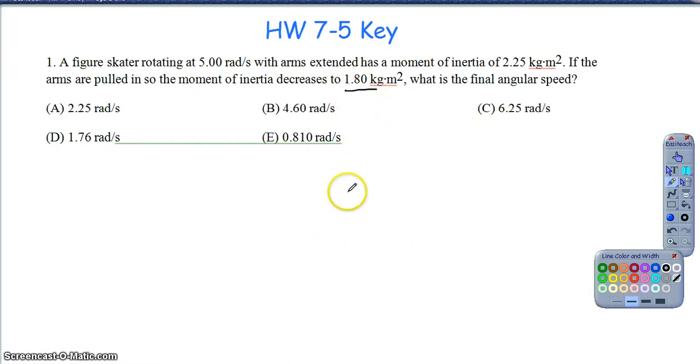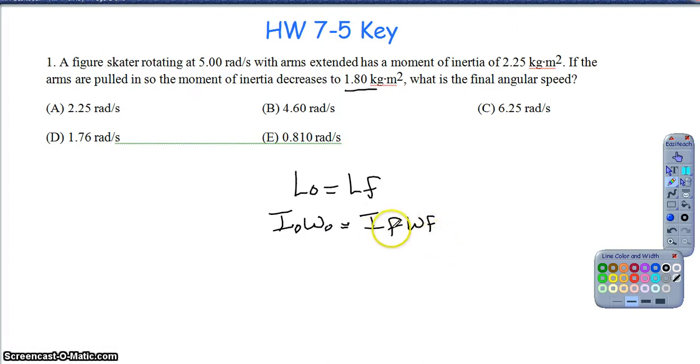But as soon as we realize that this is just a conservation of angular momentum, again, this problem is pretty easy. So the initial angular momentum equals the final angular momentum. Angular momentum is calculated as the moment of inertia times the angular velocity. So the initial equals the final. And then it's just a matter of plugging in the measurements I know. So 2.25 times 5 radians per second equals the final moment of inertia of 1.80 times the final angular velocity, which is what we're looking for.